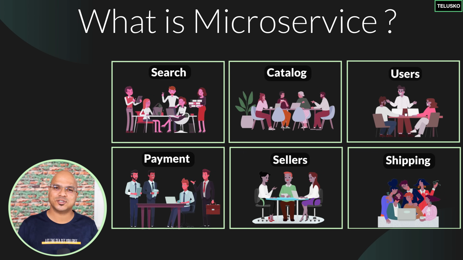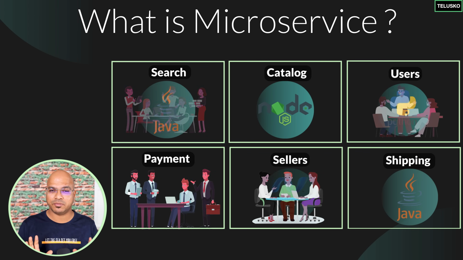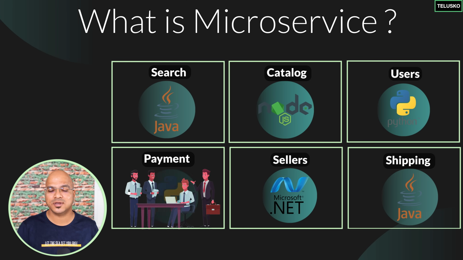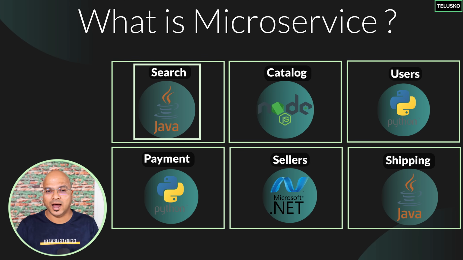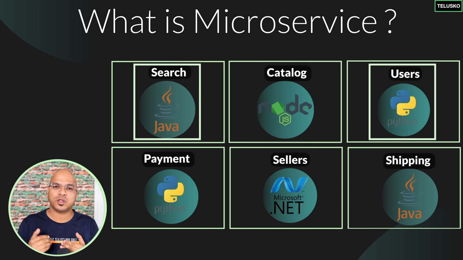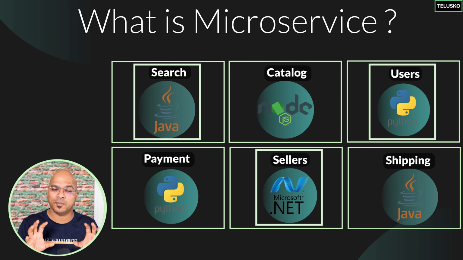So basically, what is a microservice? They are individual services which are self-contained. They can run as an individual service. Let's say I go to Amazon: if I want to search for products, that's one service. I want to create a new account, that's one service. I want to sell a particular product, that's one service. So these are your microservices.